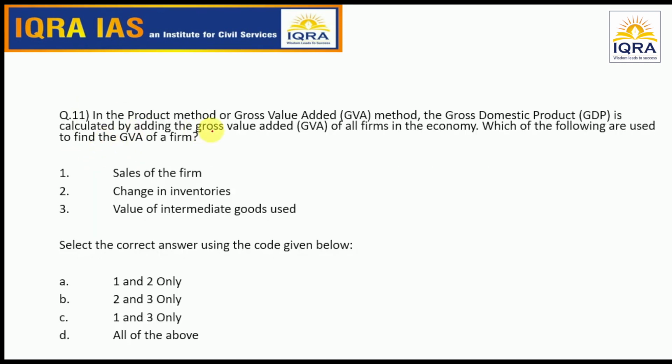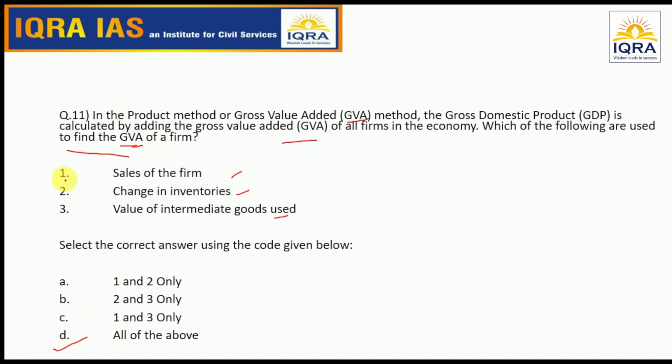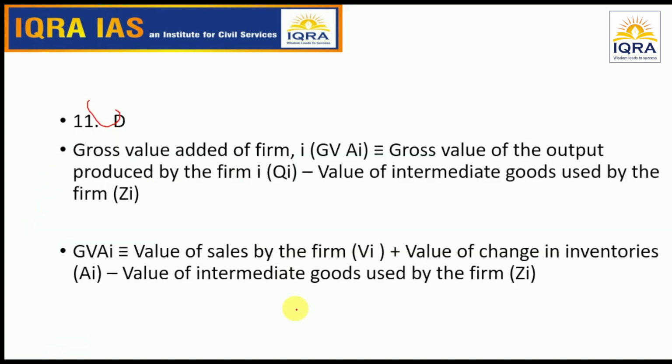Question number 11. In the product method of GVA, the GDP is calculated by adding the GVA of all firms of the economy. Which of the following is used to find the gross value added of a firm? Sales, change in inventory, value of intermediate goods used. So the correct answer to this is D, that is all of the above. All of these three parameters are used to find the GVA of a firm. So this is how it is calculated.